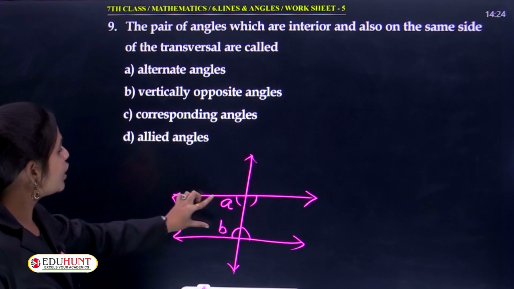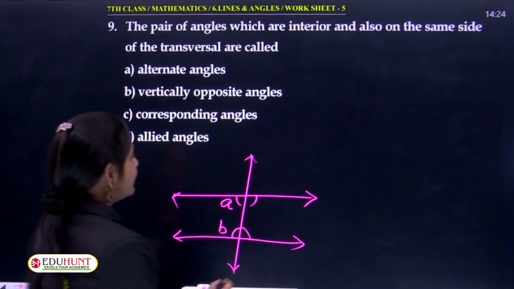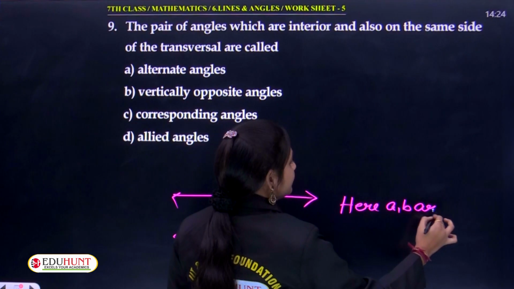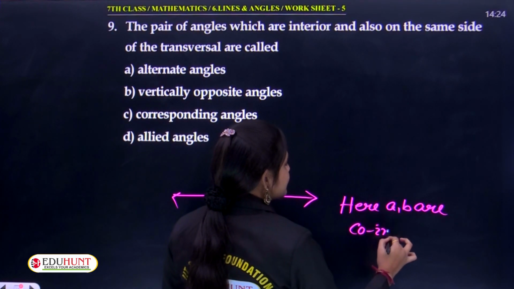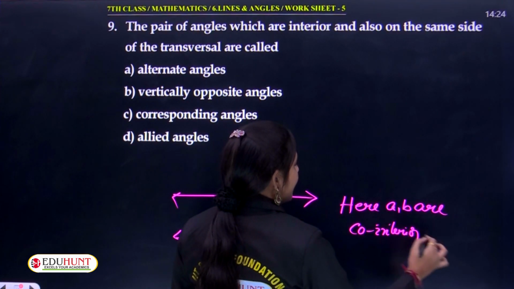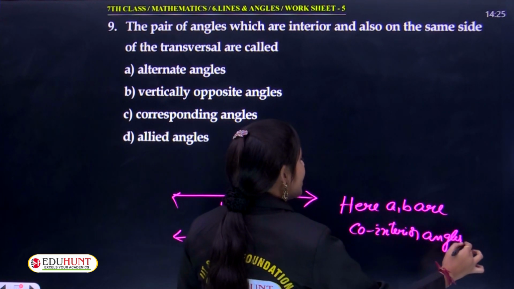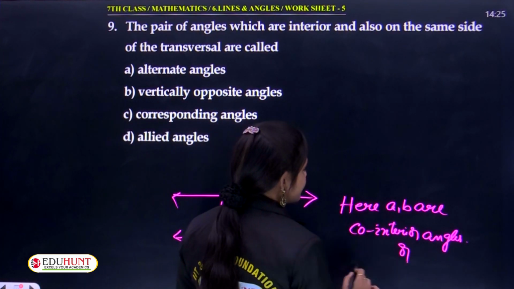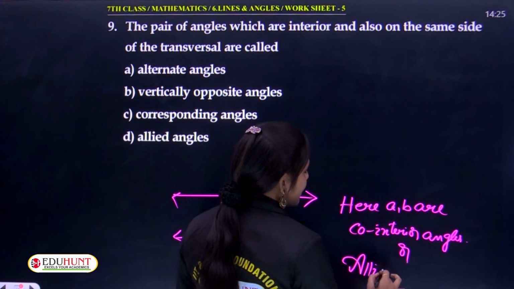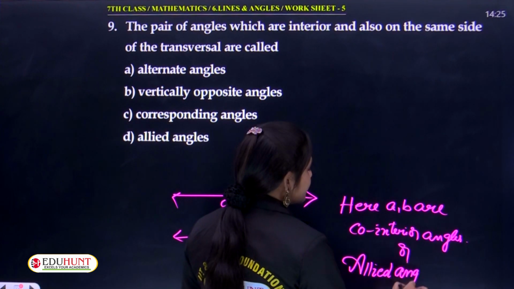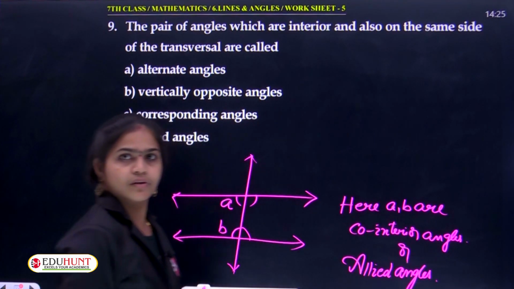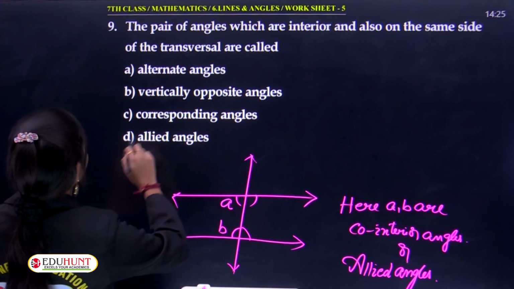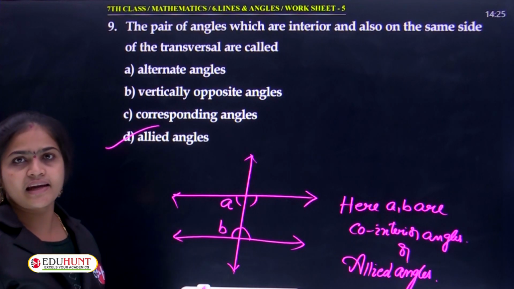Now what will we call A and B? A, B are co-interior angles. Co-interior angles also have another name. What I told, that is allied angles. Co-interior angles are also known as allied angles. As per the options, co-interior is not given. That's why here the answer is allied angles.